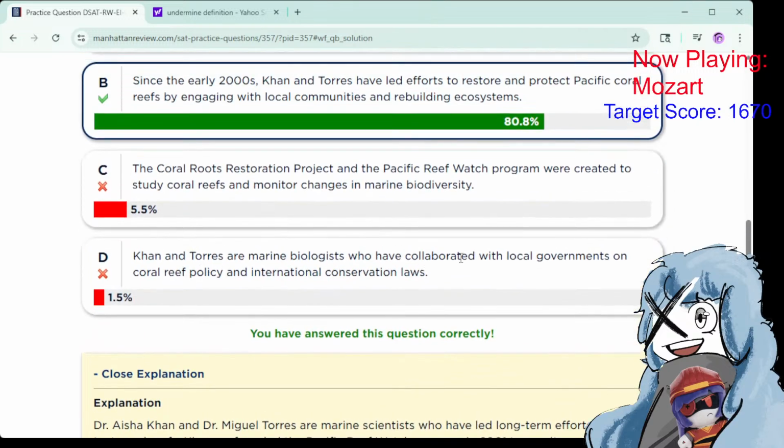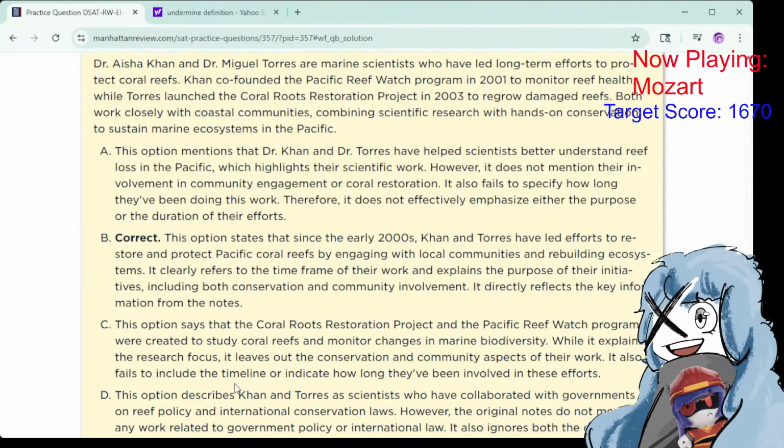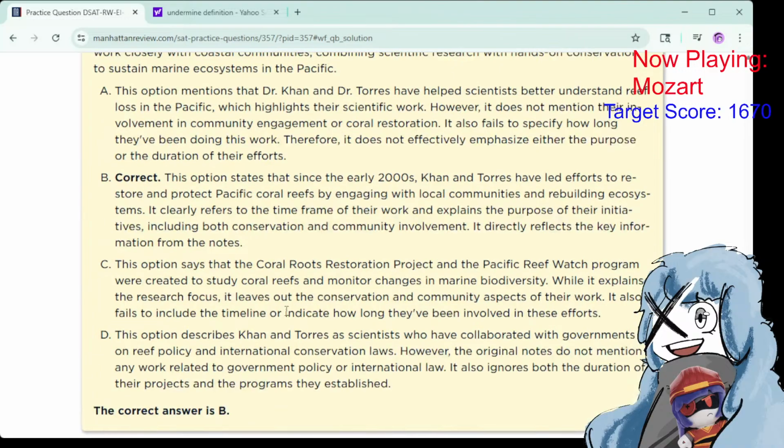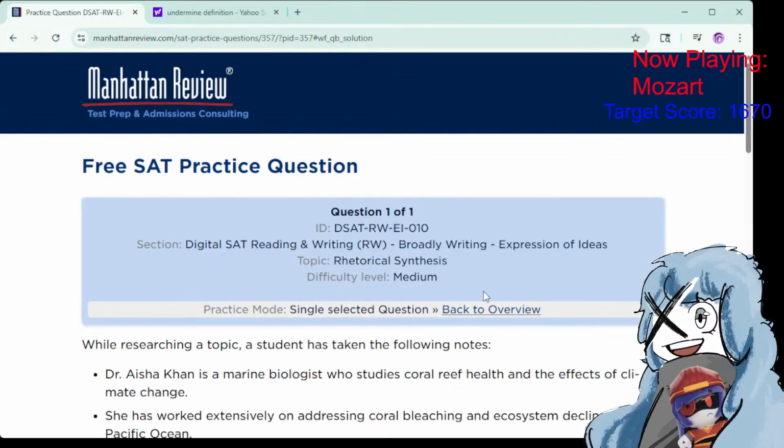And D, blah, blah, blah. This option describes Khan and Torres as scientists who have collaborated with governments on reef policy and international conservation laws. However, the original notes do not mention any work related to government policy or international law. It also ignores both the duration of the work and the programs they established. The answer is B.